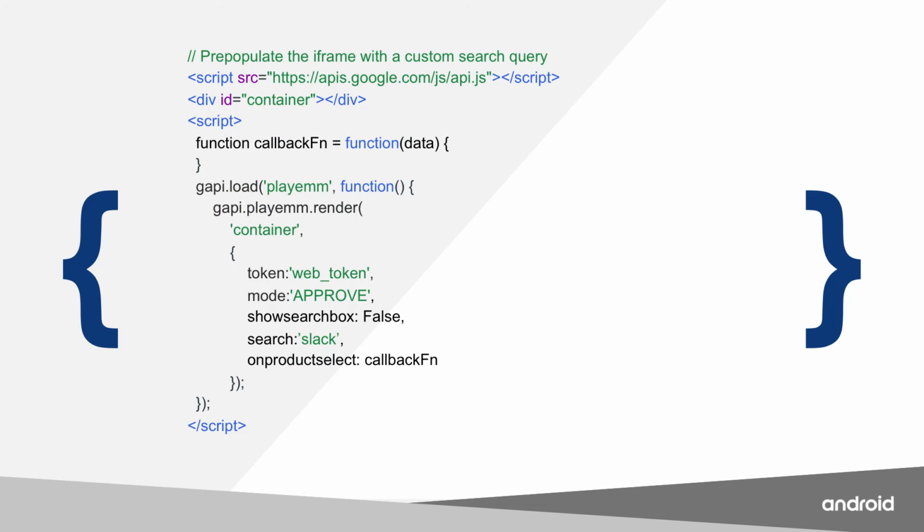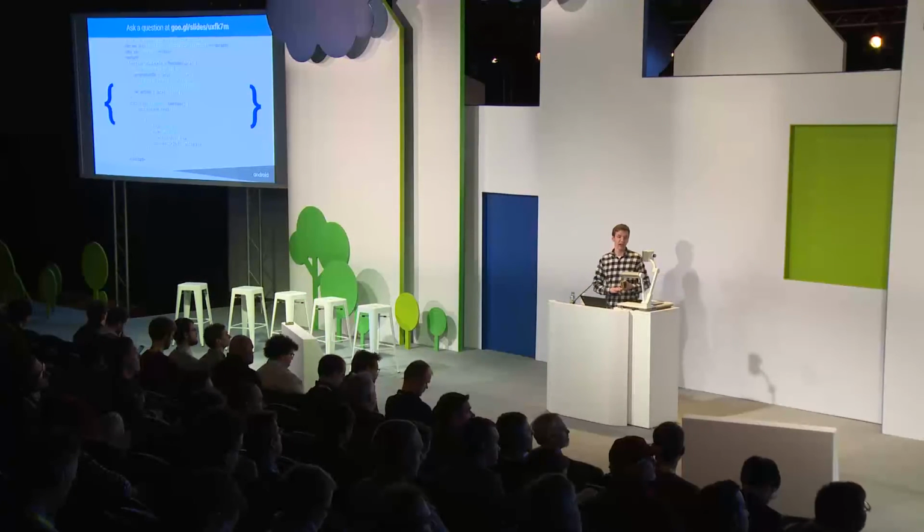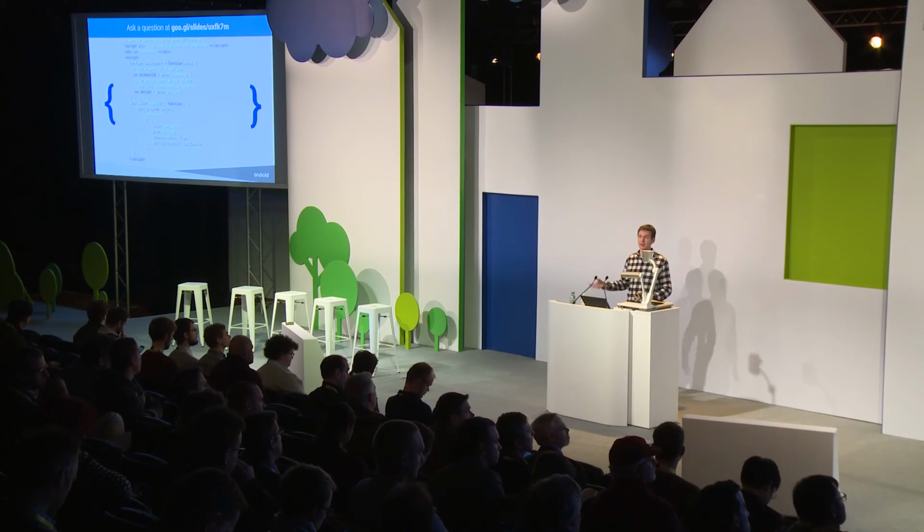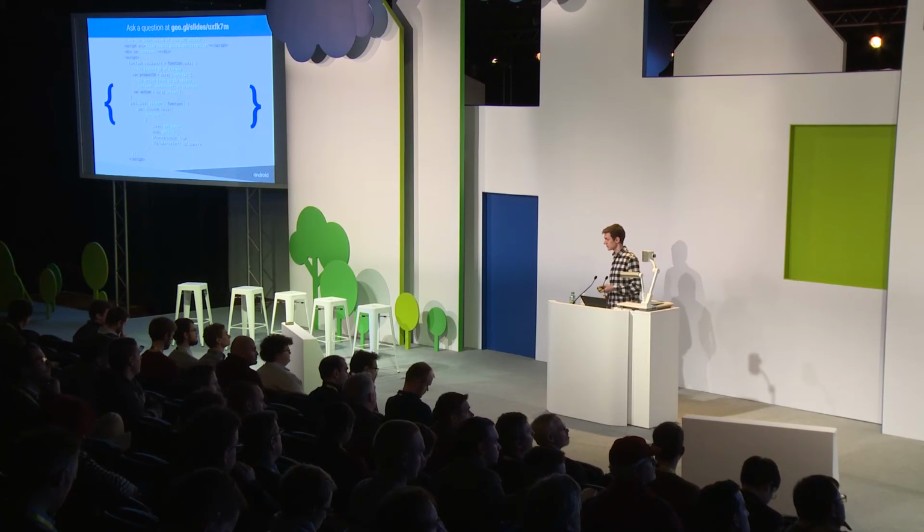The second half is a block of code to actually load the iframe. In this example, we supply it with our token. We start the iframe in approve mode. We have approve and select. We decide that we want to show a search box, and we specify that our callback function will handle the user actions inside of the iframe.